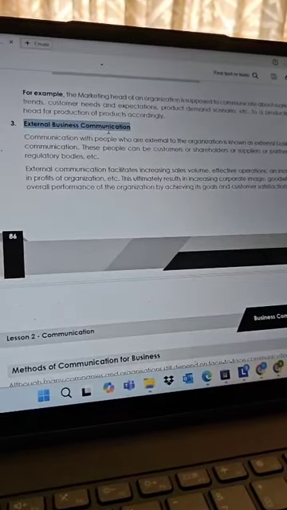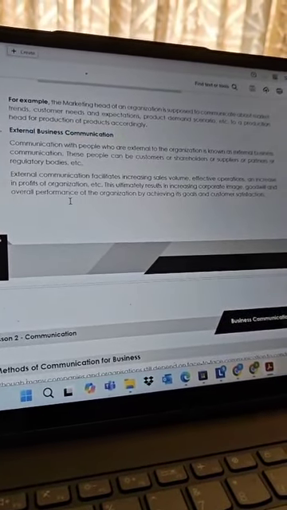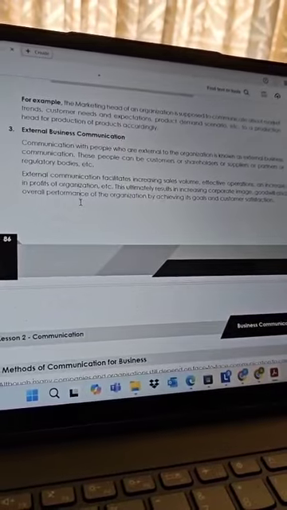External is very simple. When internal is with the people inside the organization, external is with the people outside the organization.